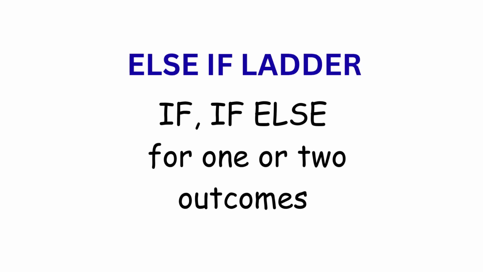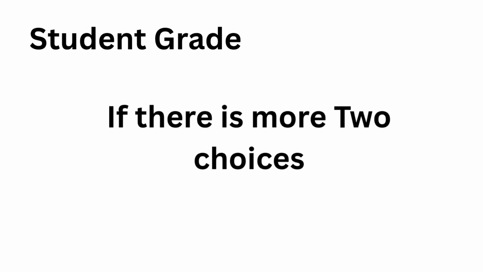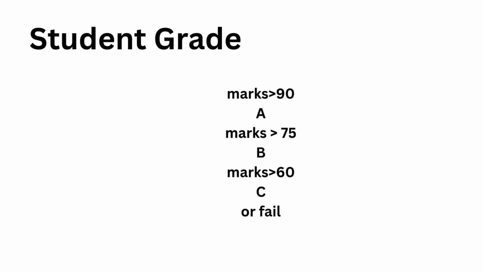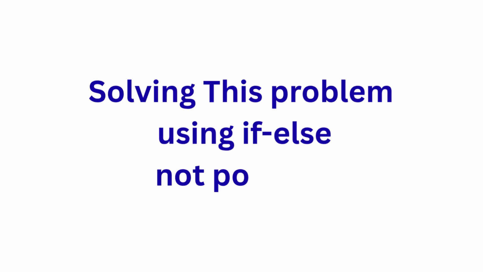Else if ladder in Java. If-else statements work perfectly when we have only one condition or two possible outcomes. But what if we have more than two choices? For example, a student scores marks in an exam. If the marks are above 90, grade A. If the marks are above 75, grade B. If the marks are above 60, grade C. Otherwise fail. Can we solve the problem using if-else?